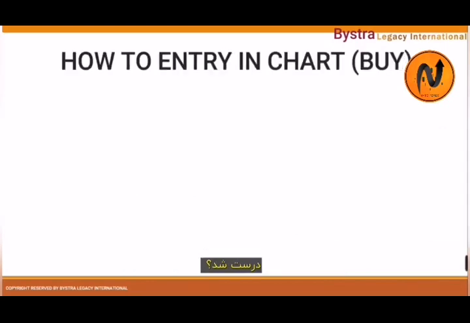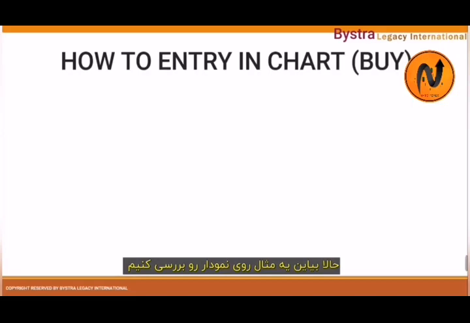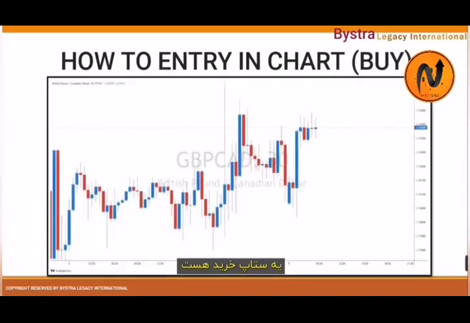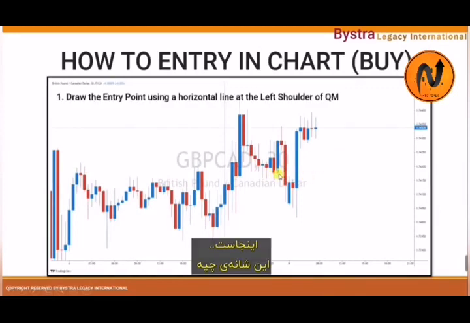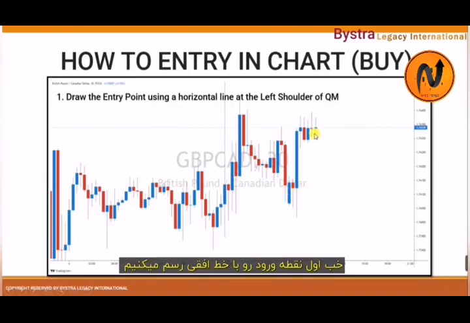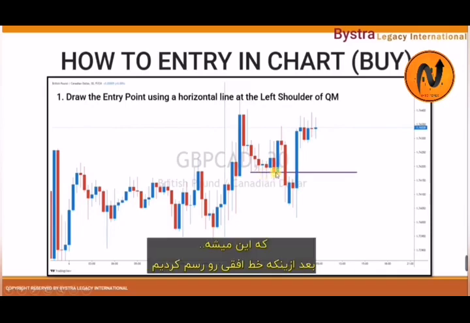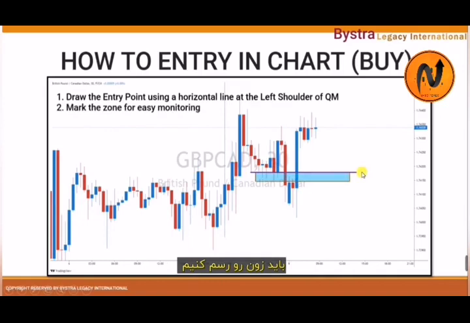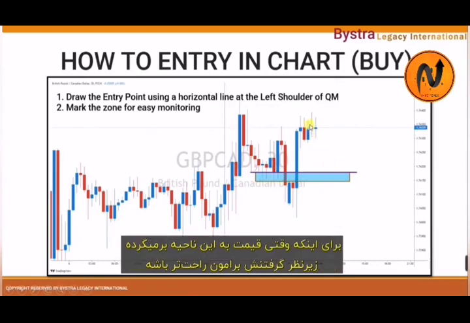Alright, so now let's look at the example in the chart. This is a buy setup. As we can see here, there's a QM shape. There is the left shoulder, low, high, lower low, higher high. So first we draw the entry point using the horizontal line, which is this. After we have drawn the horizontal line, next we need to mark the zone. This zone is marked from the body until the shadow as a reference. When the price comes back in, it is easier for us to monitor.